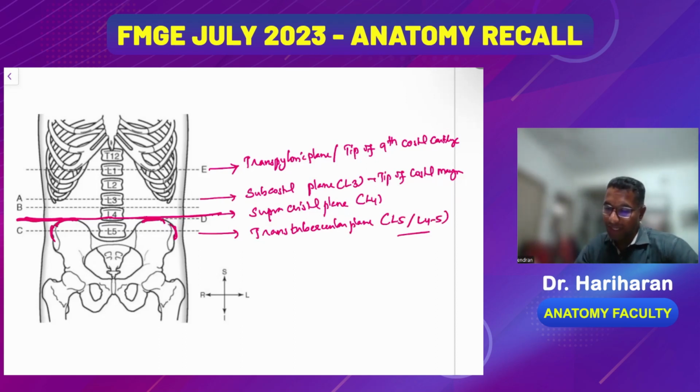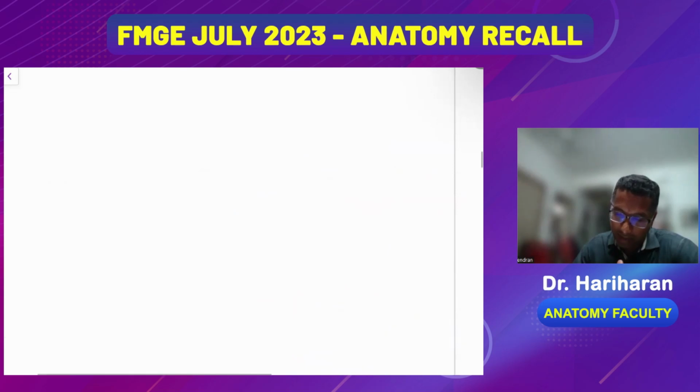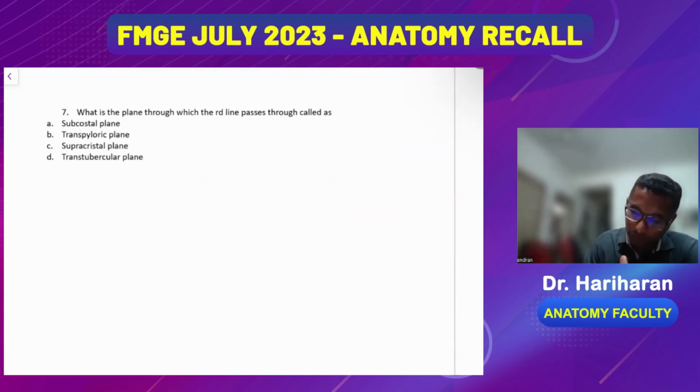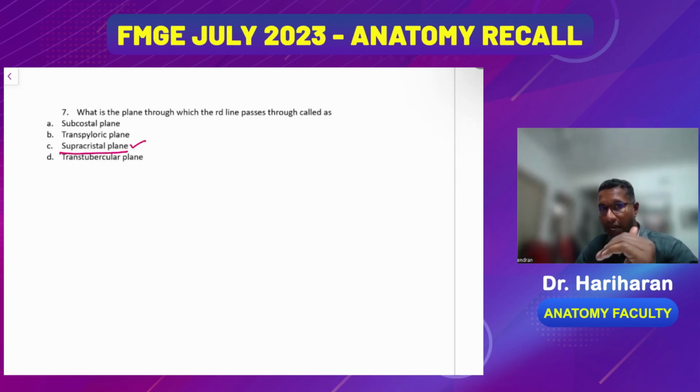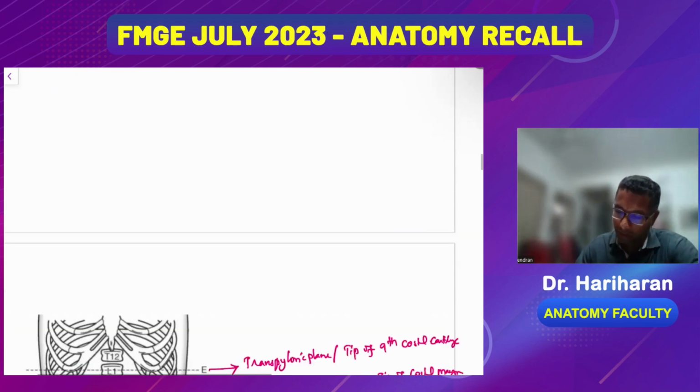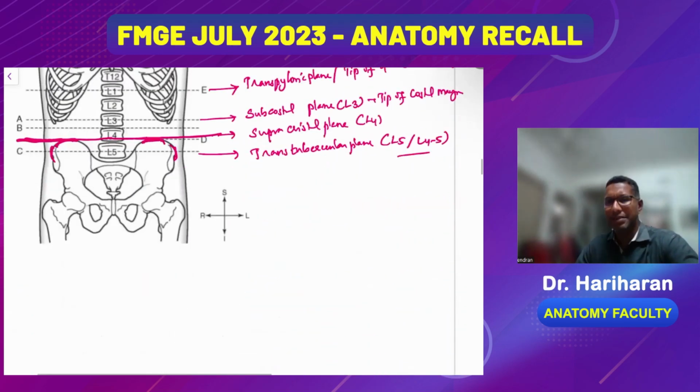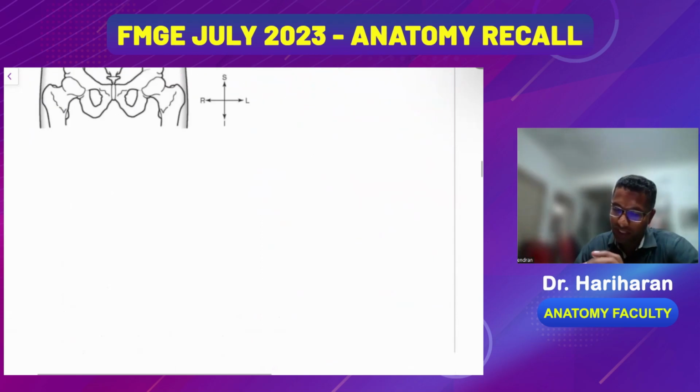Okay, so if they have given this red color line which is passing through the highest portion of the iliac crest, then the answer is very simple. It is the supracristal plane. If they have given the plane passing through L1, then that is the transpyloric plane. If it is through L3, it is the subcostal plane. If it is through L5, it is the transtubercular plane. Okay, guys, so this is a simple, straightforward question. No twist in it.